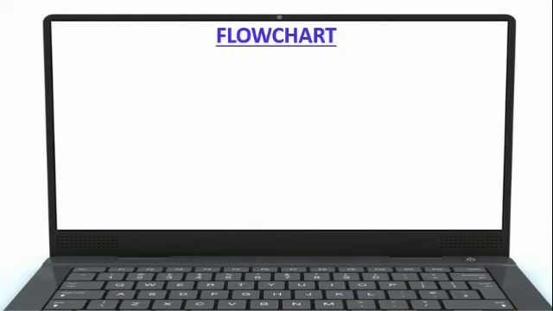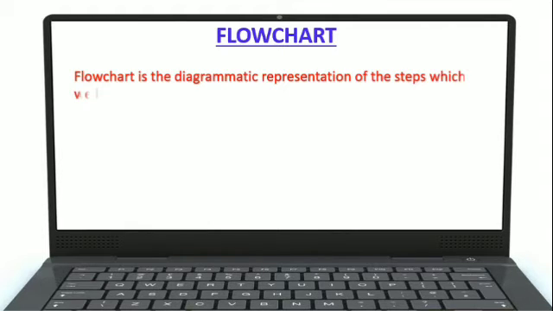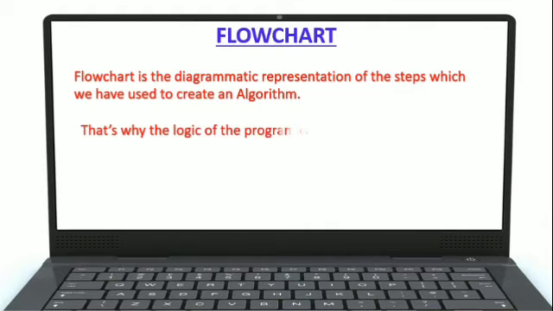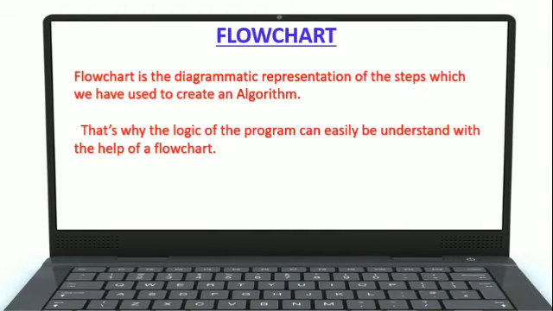Here comes the actual use of flowcharts in programming. After creating the algorithm, we get to know all the steps, but it may be difficult to understand the actual logic with the help of algorithms. So, a flowchart helps us in this. Basically, a flowchart is the diagrammatic representation of the steps which we have used to create an algorithm. That is why the logic of the program can easily be understood with the help of flowcharts.